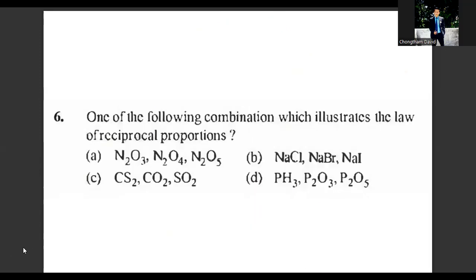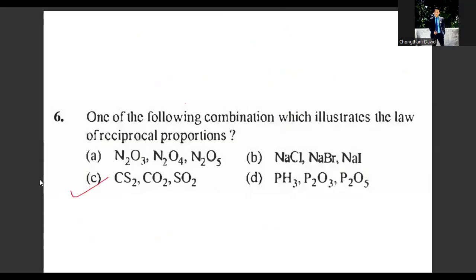Question number 6. One of the following combinations which illustrates the law of reciprocal proportion would be. So in the law of reciprocal proportion, the two elements combining with a third element must combine with each other in the same ratio or a multiple of that ratio. Sulfur and oxygen combine with carbon in the ratio of 2 is to 1. That is, the ratio of sulfur and oxygen in sulfur dioxide is 1 is to 1. So C would be the best answer.